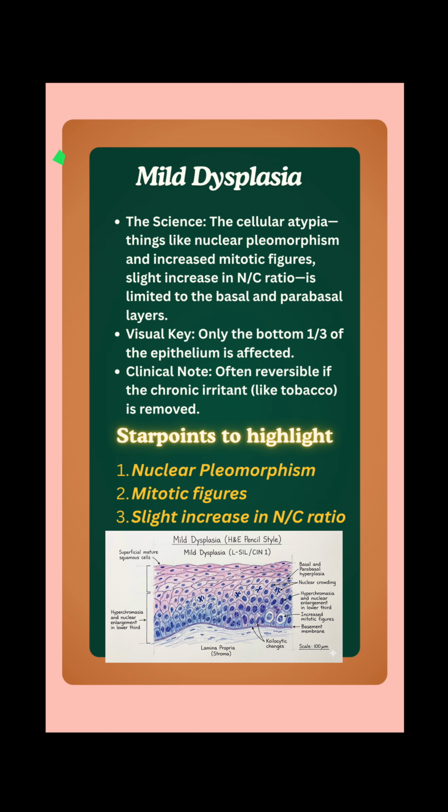Features like nuclear pleomorphism, mitotic figures, and a slight increase in nuclear to cytoplasmic ratio are limited to the basal and parabasal layers. If you see the visual key, only the bottom one-third of the epithelium is affected, and clinically, it is often reversible if the chronic irritant is removed.